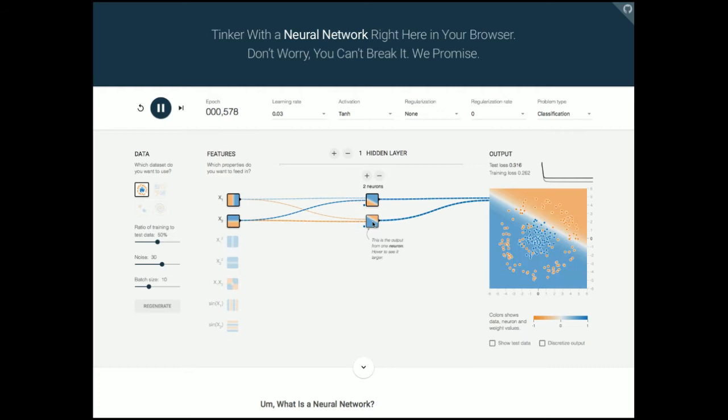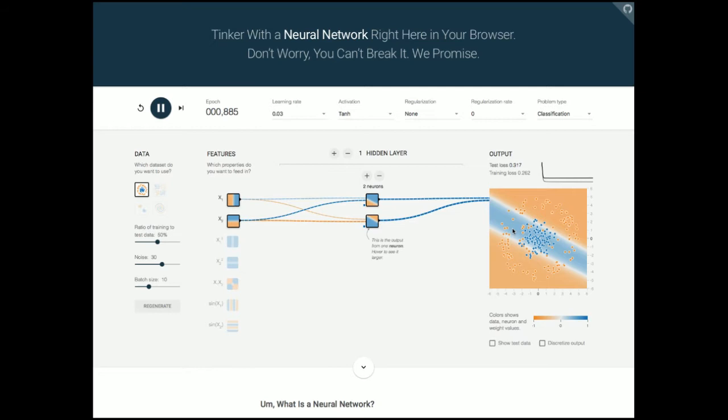because now you can say, well, if either of these neurons is active, then I'm going to say it's the blue class. If both of them are negative, I'm going to say it's the orange class. We're going to revisit this functionality of hidden neurons later, but this is just to give you a sense of what they're doing.